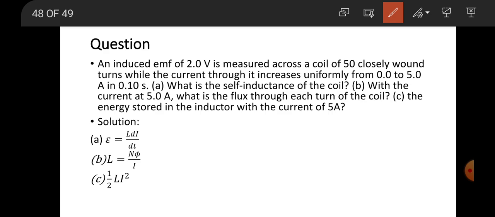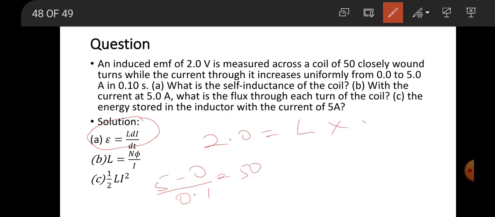Okay, the first one here we're asked to find inductance, but we're given EMF, so you can use this formula. Your EMF is 2.0, we don't know what L is, times the change in current. Change in current is 5 minus 0 divided by 0.1. That will give us 50. So my L now will be 2.0 divided by 50. So 2 divided by 50 is going to give us 0.04. So the answer is 0.04 Henry. That's the answer to the first question.